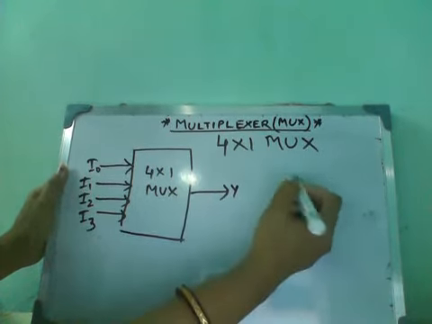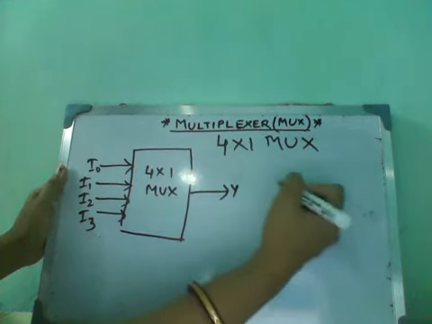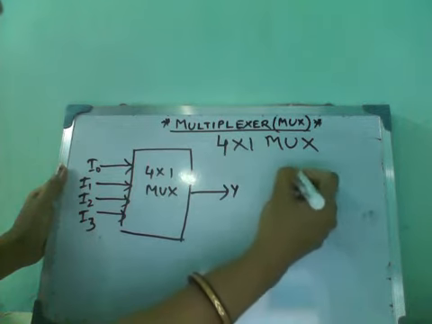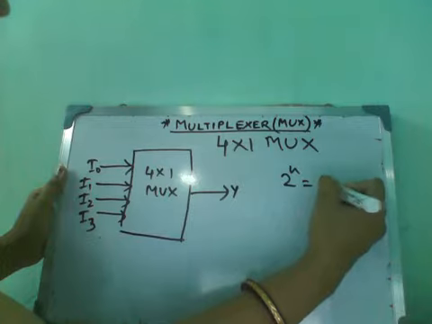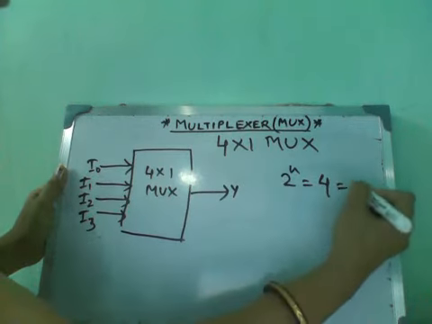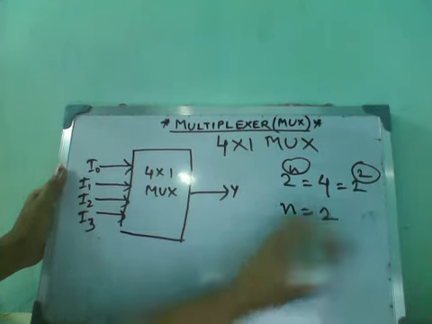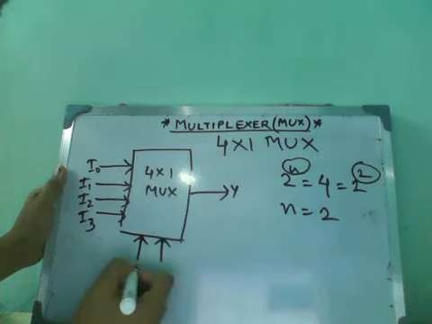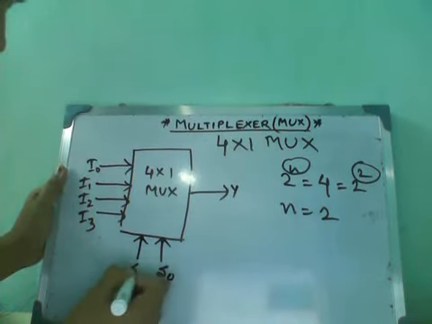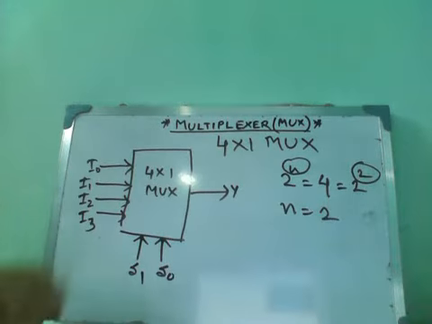How do we calculate the selection lines? We know if 2 to the power n inputs, then the selection lines will be n. So here 2 to the power n equal to 4, which is 2 square. So n equal to 2. So there are 2 selection lines, S0 and S1. That is the block diagram of 4 to 1 MUX.